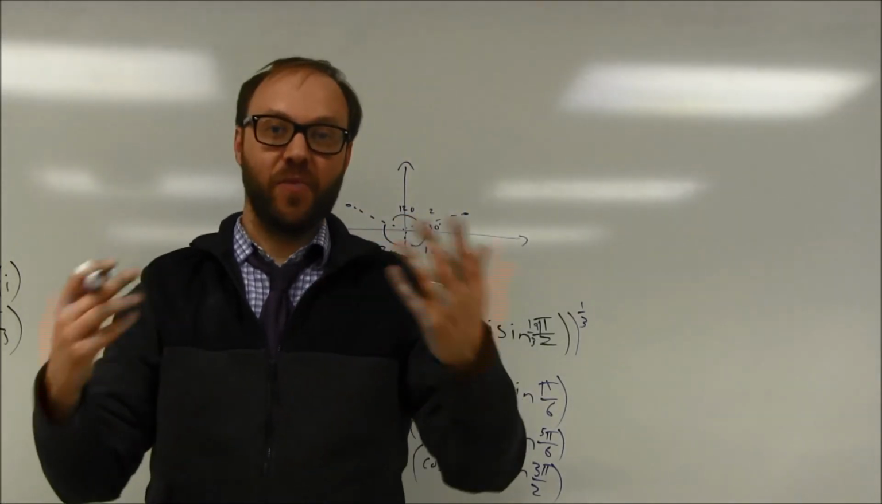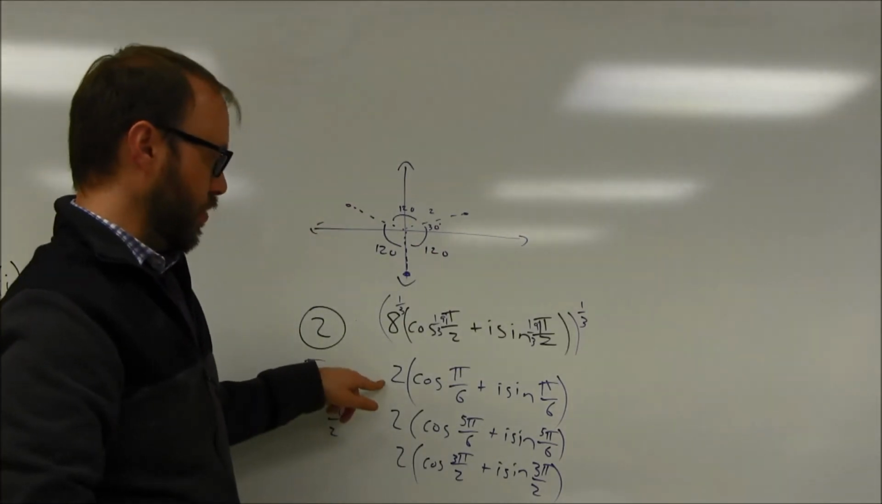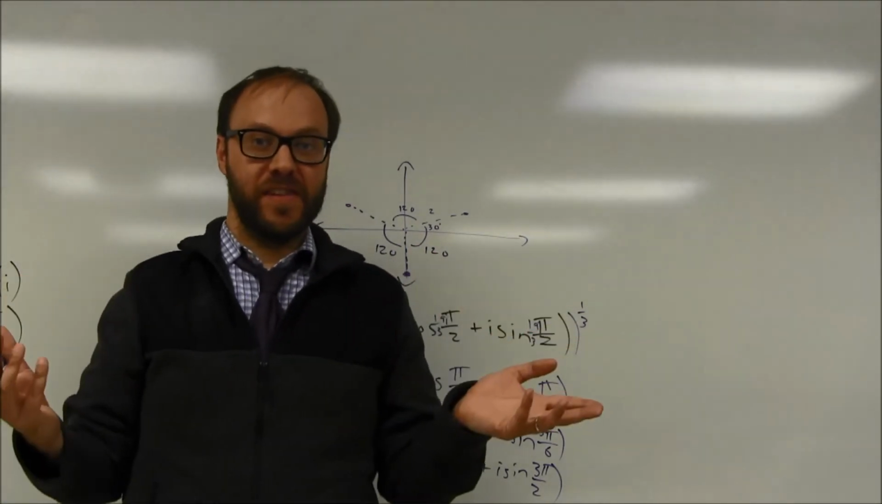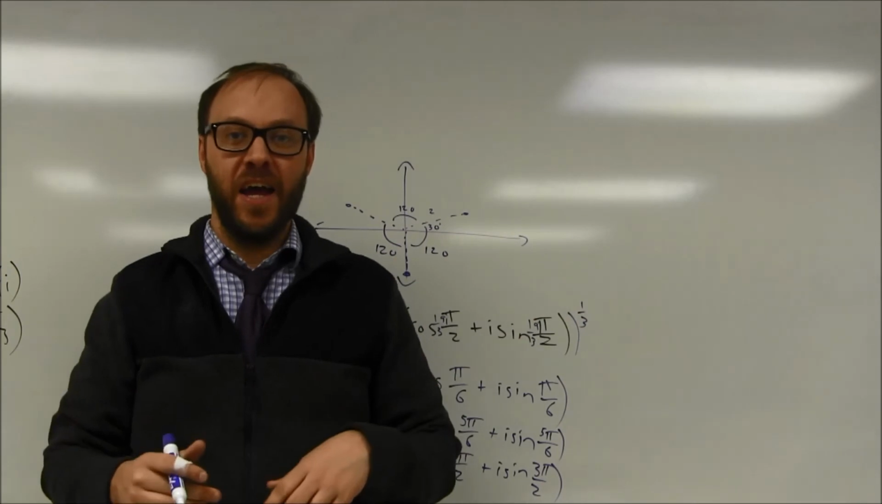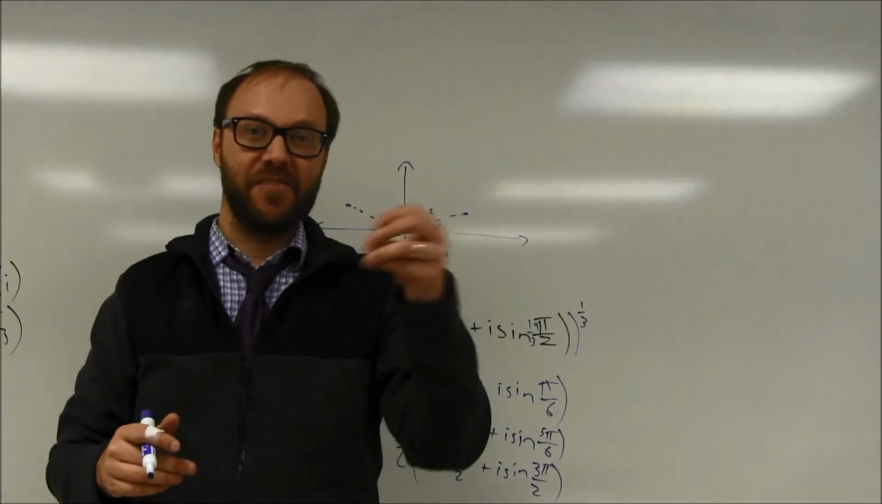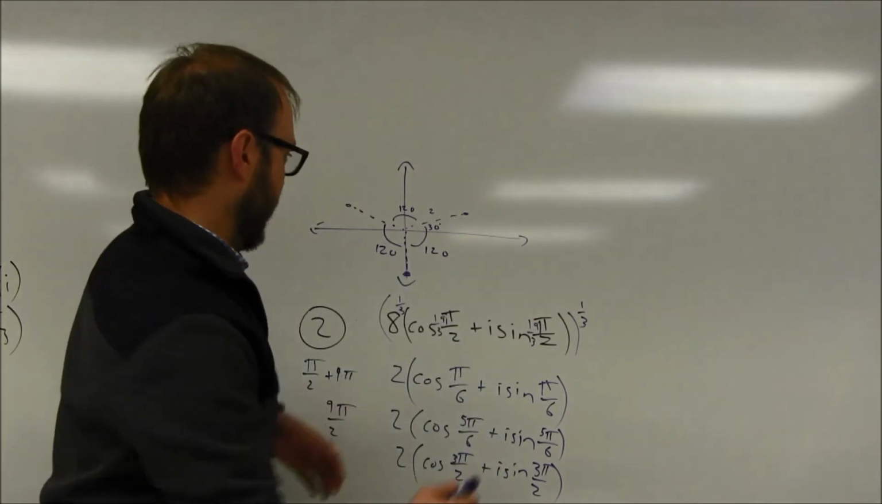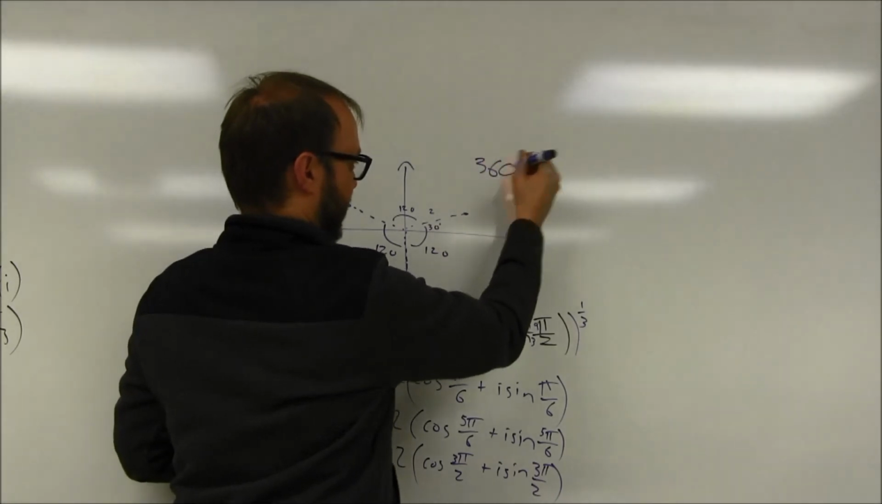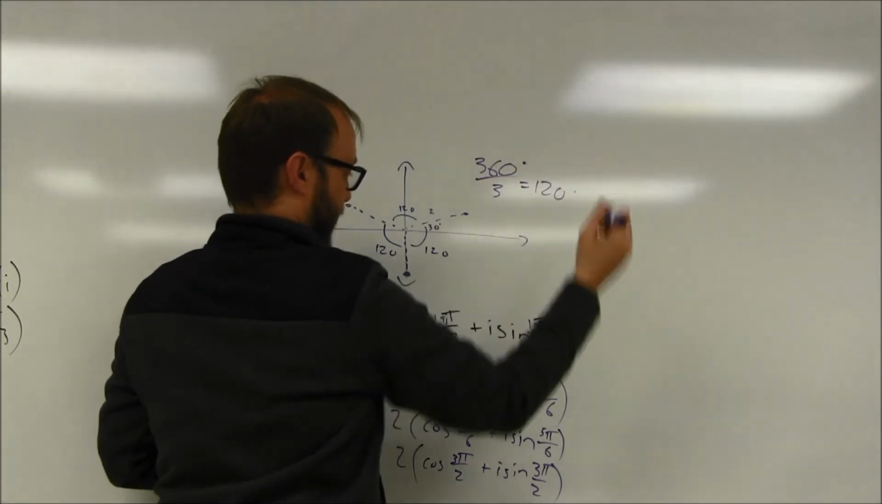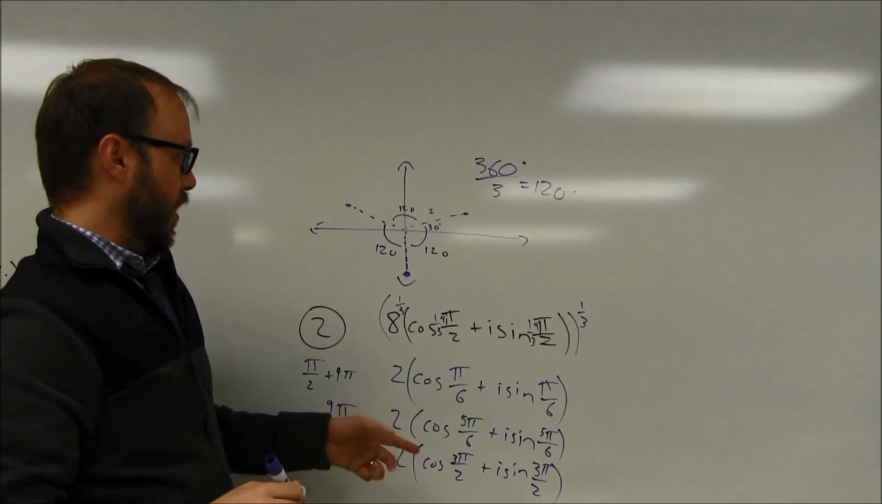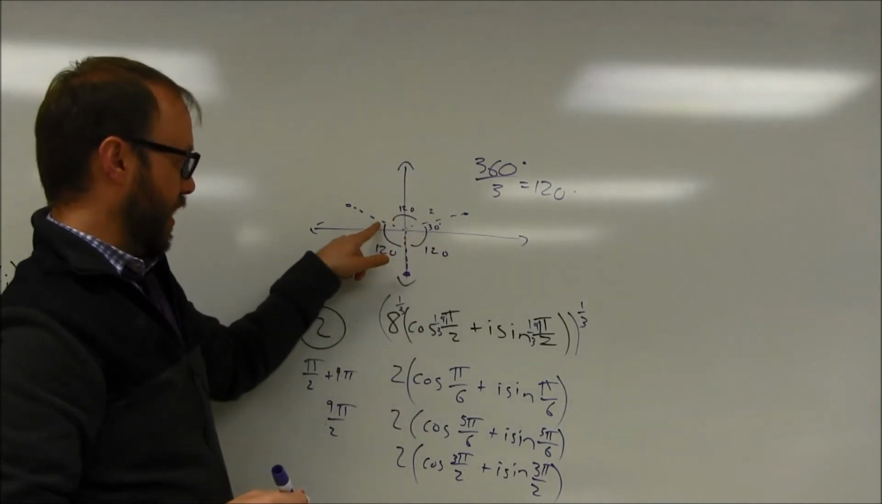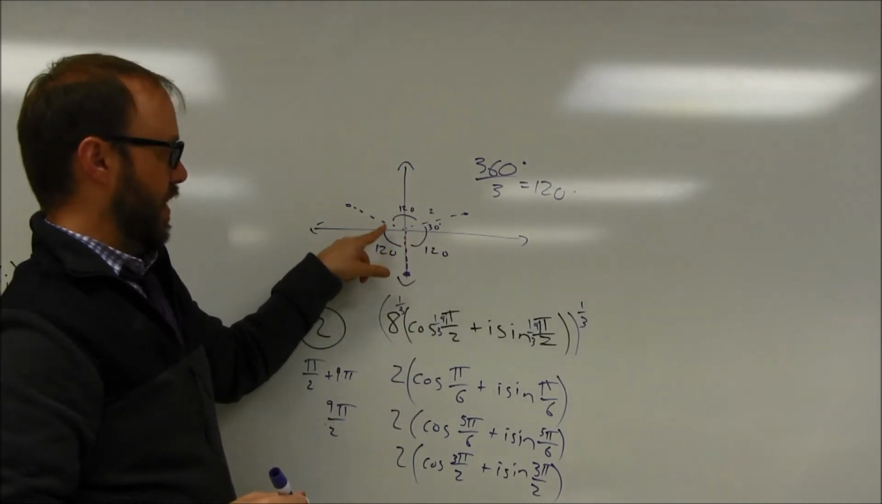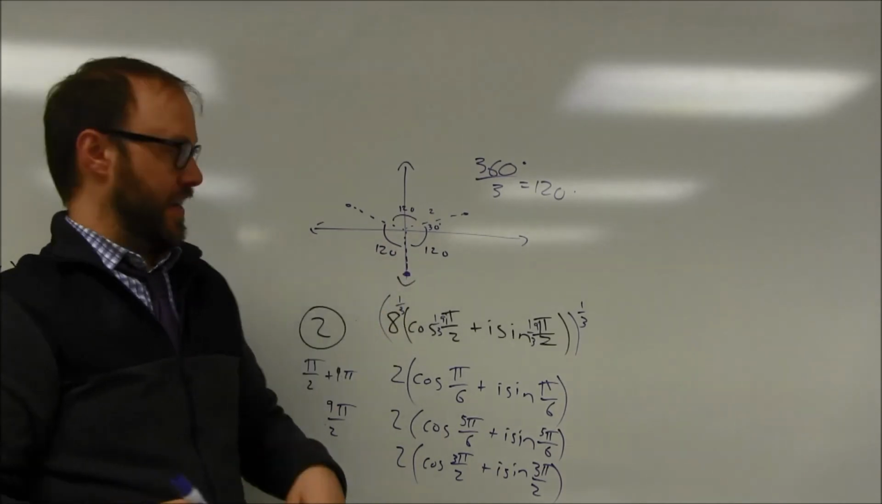So a fast way to do this, you can find the principal root, and then you can just divide 360 degrees or 2 pi by the number of roots you want, and that'll tell you how much you have to add each time. So in this particular case, 360 divided by 3 is 120 degrees. If you got one at 30 degrees, you add 120 and you've got one at 150. You add another 120 and you've got one at 270.